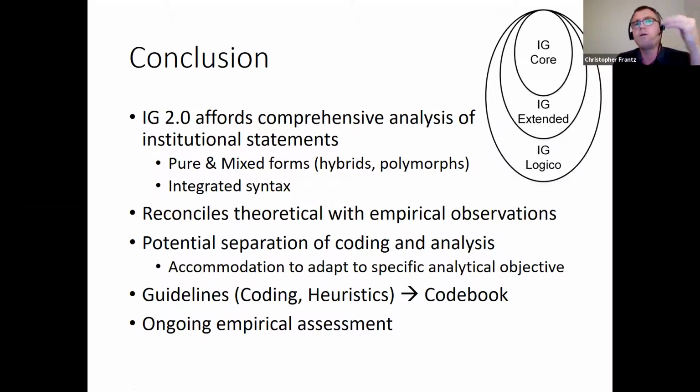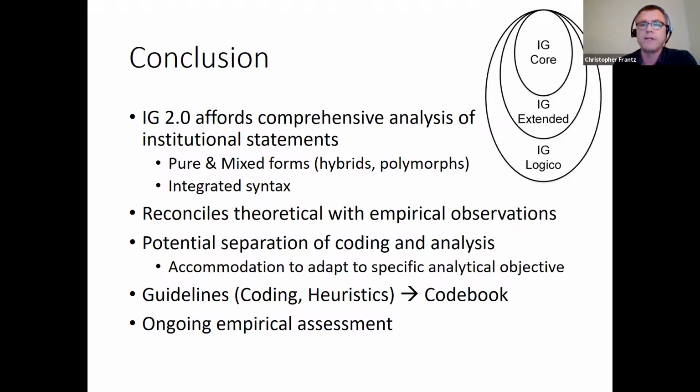So the IG2 now integrates basically all those characterizations, both having an integrated syntax, recognizing pure forms and mixed forms of different types, reconciles this empirical perspective with the theoretical perspective, and of course distinguishes between coding and analytical purposes, something that was somewhat more blurred in traditional coding practice, but we can call this out more explicitly. All the concepts under discussion here are, of course, subject to ongoing empirical assessment.